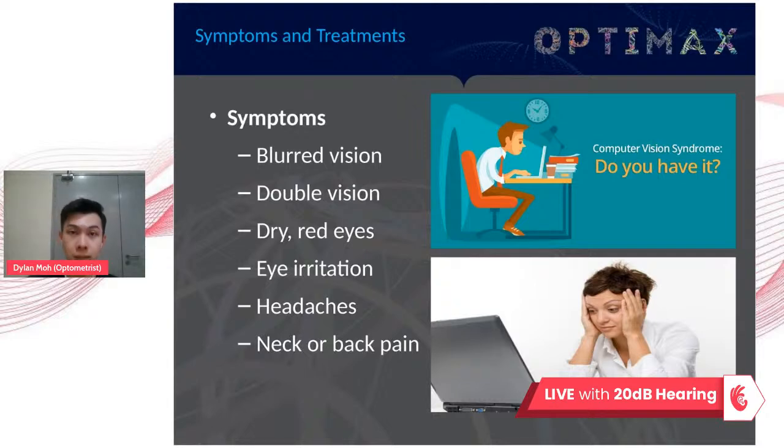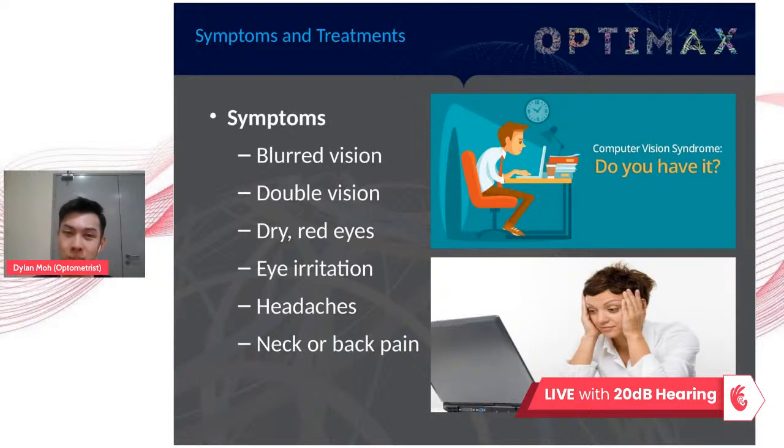In short, the symptoms you may experience if you have CVS are blurry vision, especially at distance and near. Double vision, because if you are too focused on one thing, at distance or a nearer object, for too many hours, then suddenly change focus, it may cause double vision. Dry eyes and redness, because you tend to blink less and the tears are not enough. Eye irritation, headache, as well as neck and back pain.